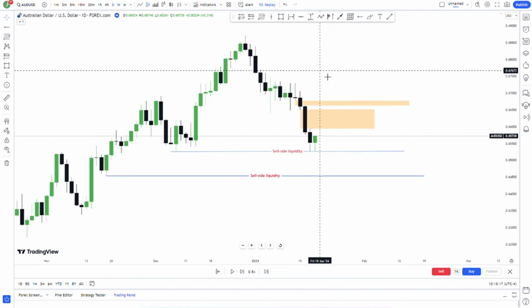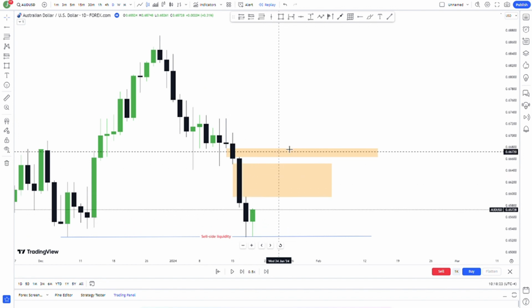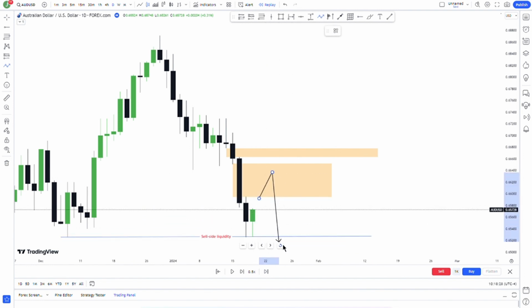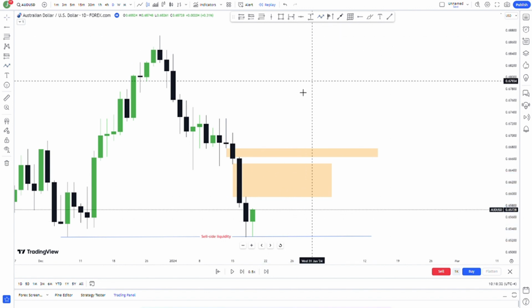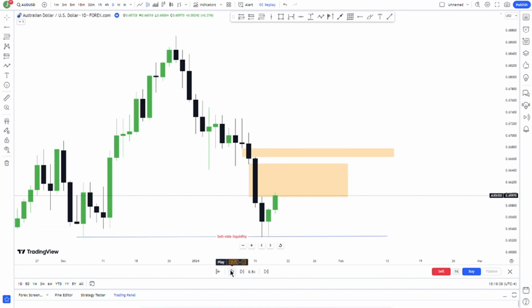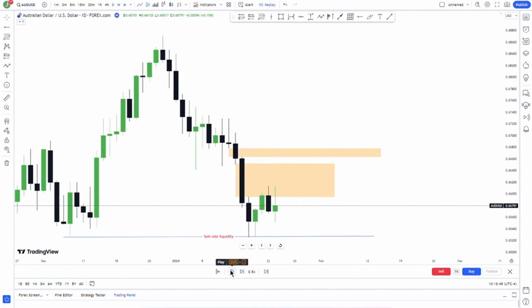Now what we want to see is if the market would trade up to this fair value gap, we'd want to see the market come and reverse to then sell to the downside. So if we let the market play, we can see that the market has traded into the fair value gap. What we want to see is the market sell from there.